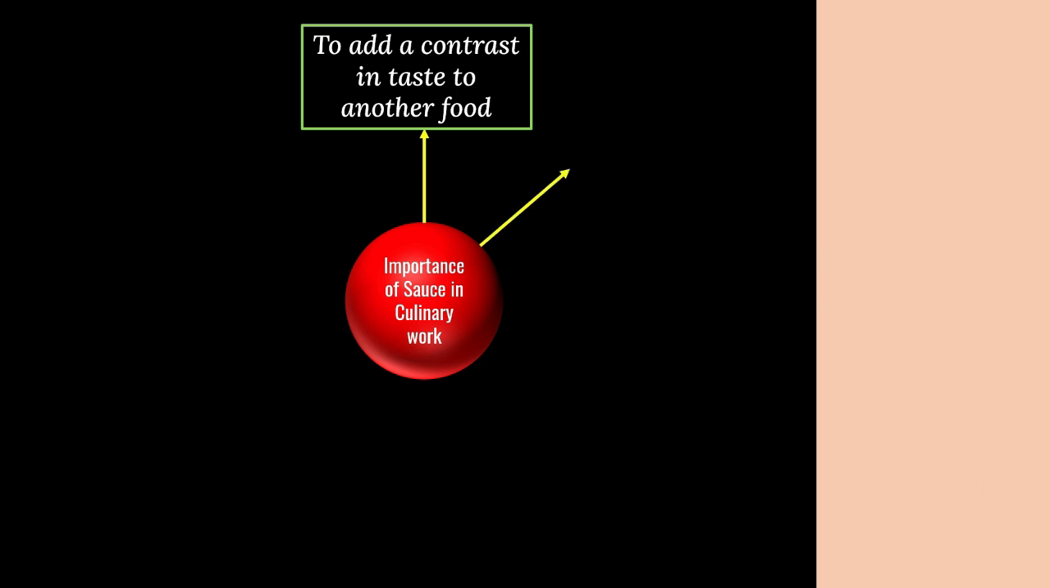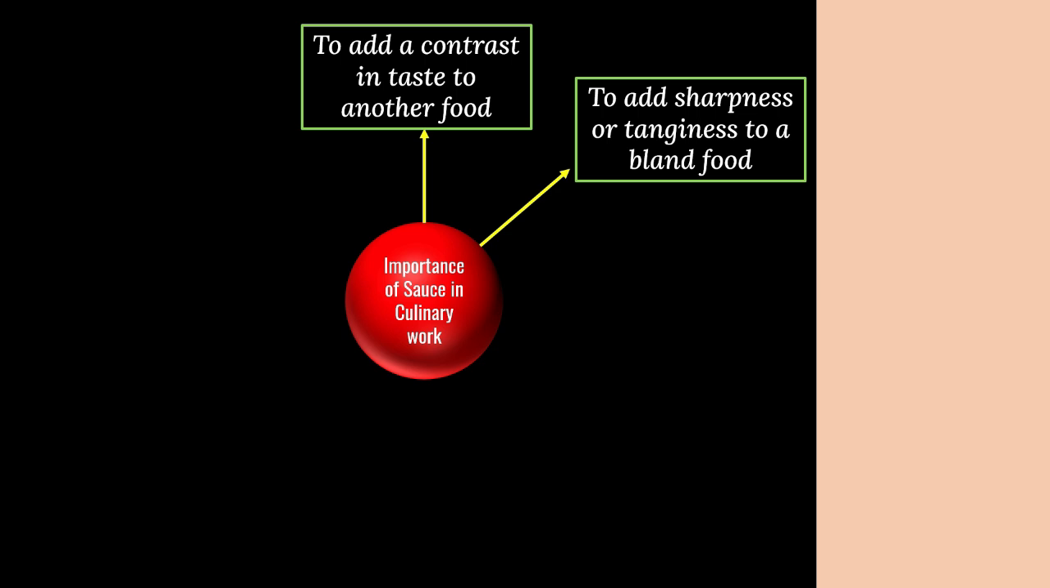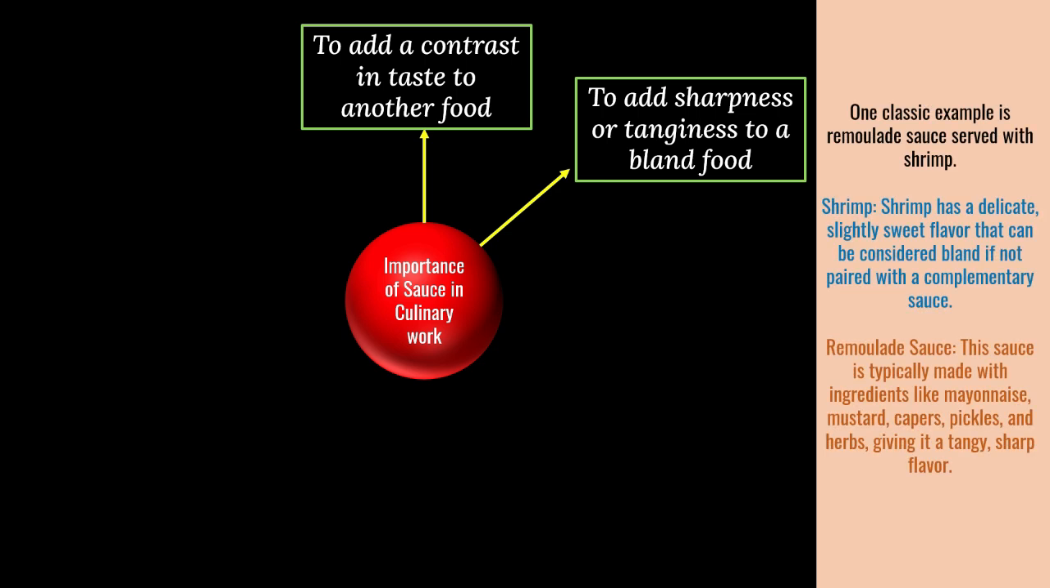Second one, to add sharpness or tanginess to a bland food. Sometimes the food may be bland, not having that much of taste. So what we can do, we take the help of the sauce. The classical example for you is remoulade sauce served with shrimp.